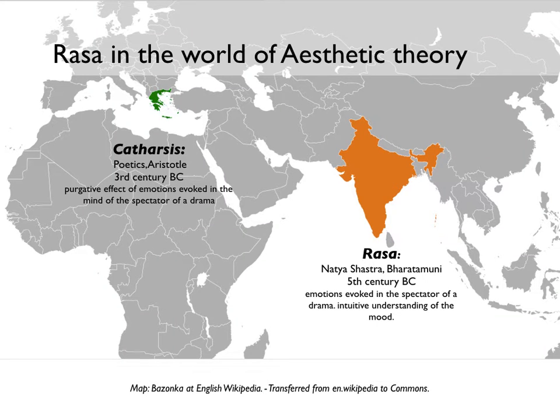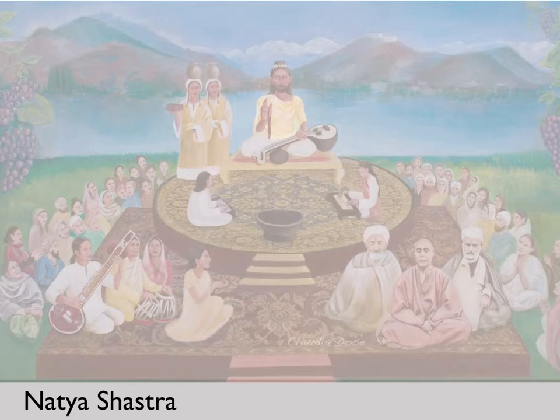Aristotle, in his book Poetics, coined the term catharsis to describe the emotional response evoked in the spectator of a play. Similarly, rasa is the emotional response evoked in the audience during a performance. It is first mentioned in the Natya Shastra, a treatise on dramatic presentation. Rasa subsequently became the central idea of a school of aesthetic thought.